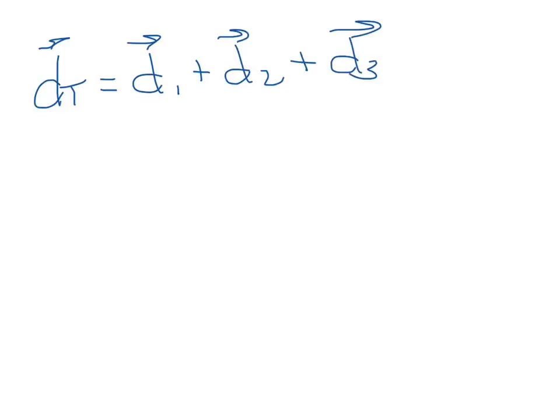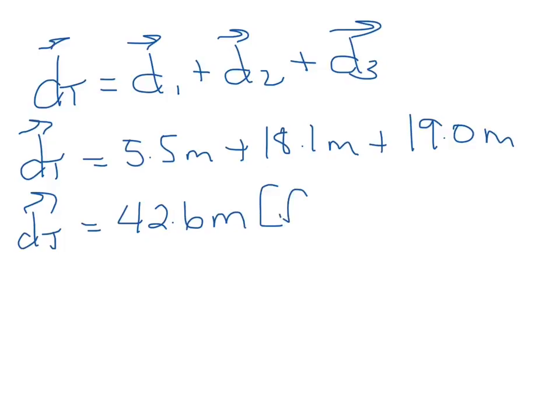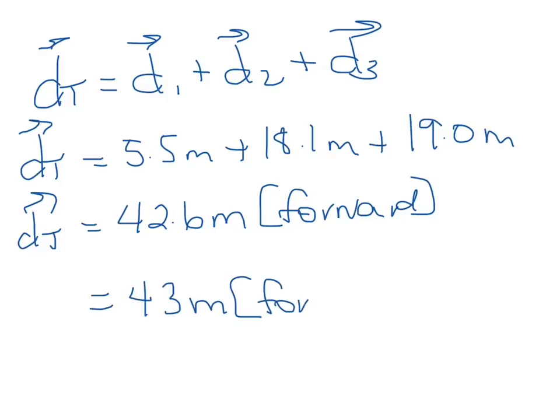So the very last step, and I know you're thinking, aren't we done yet? But we're not. We need to add our displacements together. So way back, our initial displacement was 5.5 meters. Our second displacement was our 18.1. And our last one was 19 meters. So if you add those all up, we get 42.6 meters forward. But we should round that so that we only have 2 sig figs, so let's round it to 43 meters forward.